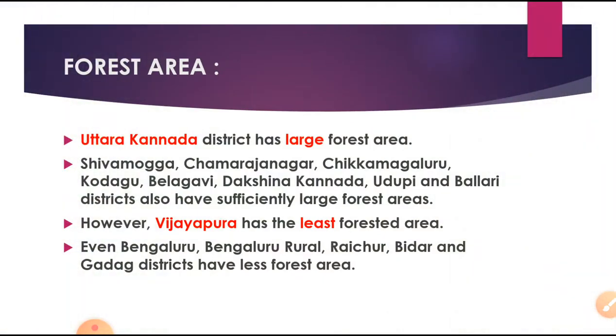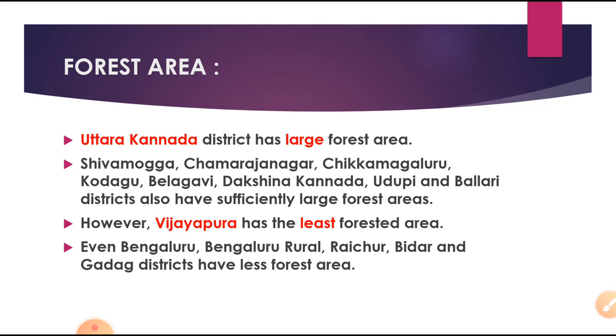Now let us go to the second type of land utilization, called forest area. Again, if you take it district wise in our state, Uttara Kannada district has the largest forest area. Uttara Kannada is part of the Malnad region. Along with Uttara Kannada, other Malnad districts like Shivamogga, Kodagu, and Chikamagalur have a high amount of forest area, but the maximum goes to Uttara Kannada. Along with Malnad, some other districts like Chamarajanagar, Belagavi, Dakshina Kannada, Udupi, and Ballari also have a good amount of forest area in our state. But Vijaypura has the least forest area.